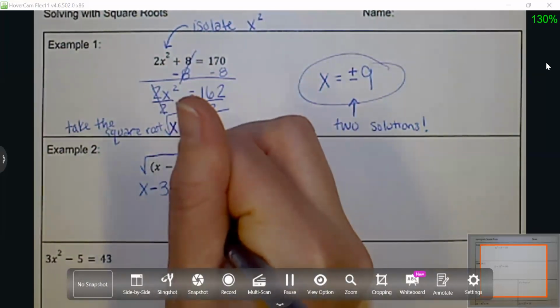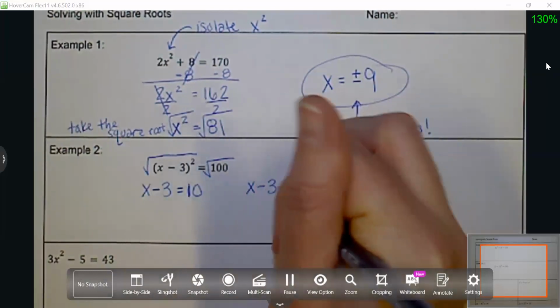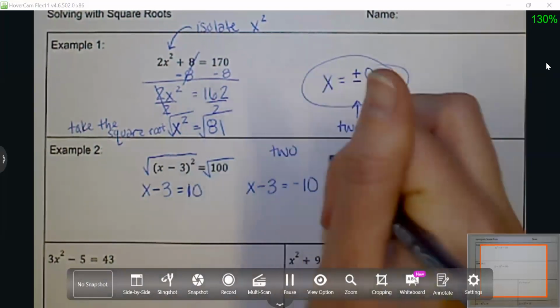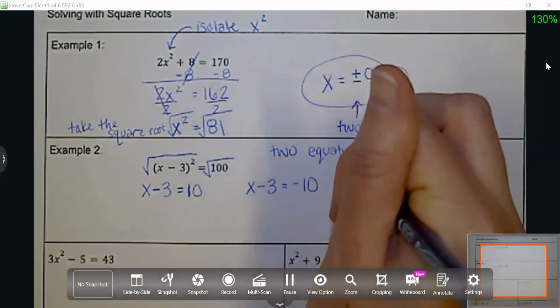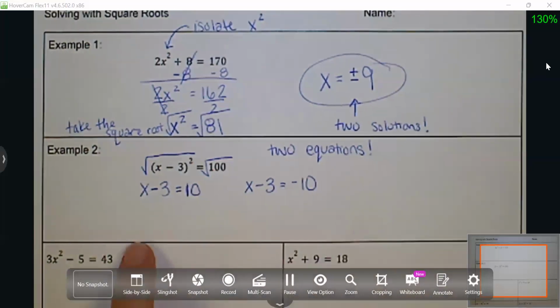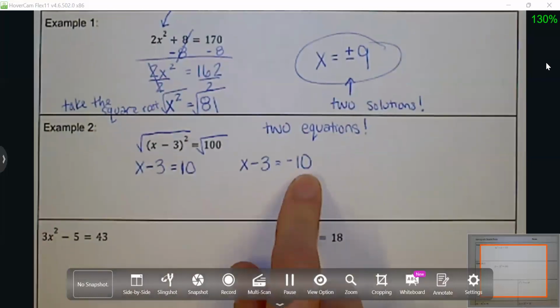And so it's equal to positive 10, as well as I need to set up a second equation equal to negative 10. I need to write 2 equations for this one to get my 2 solutions. I'm going to have one equation equal to positive 10 and one equation equal to negative 10. And then I can solve.